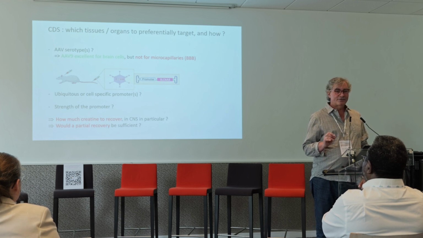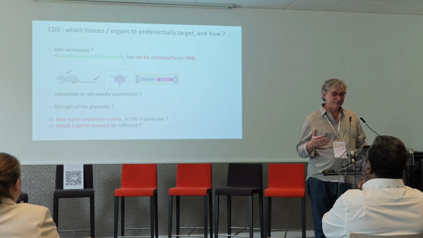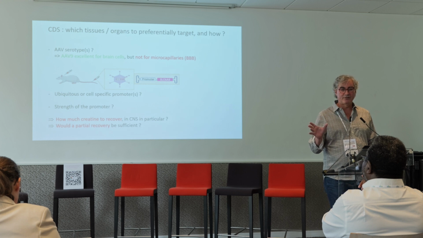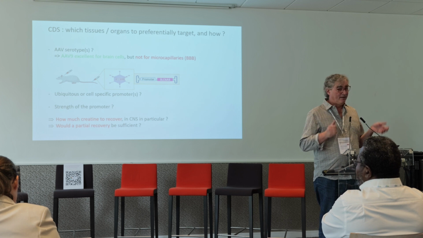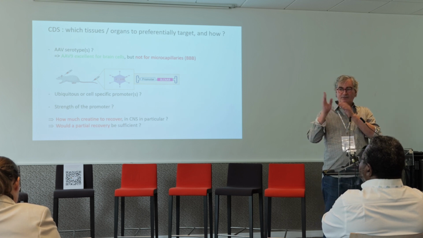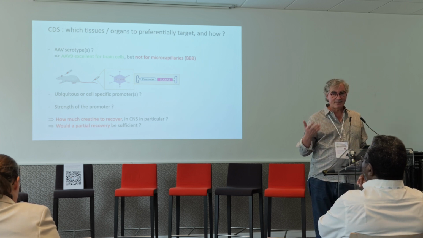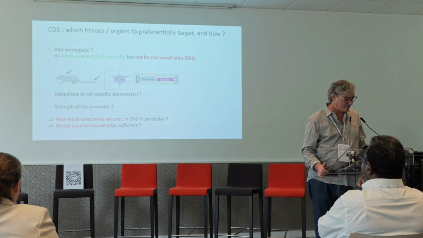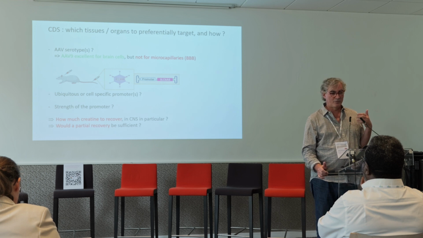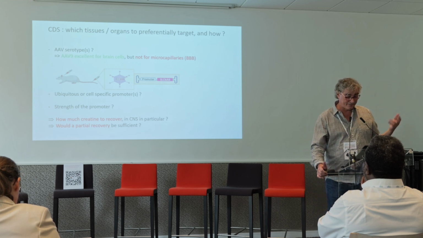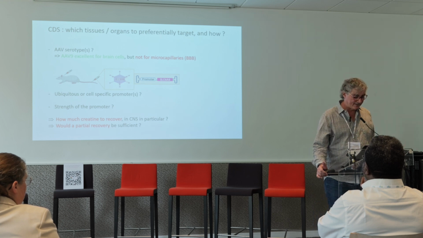And then the genetic construction we put inside, one has to think of the promoter to use. Will we use a ubiquitous promoter that will be active everywhere or in every kind of cells, or specific promoters if you want to target only, I don't know, only neurons or only astrocytes? The strength of the promoter also is a question to ask. And in our case, how much creatine do we want to recover in the brain, for example? We have already asked this question many times during this meeting.